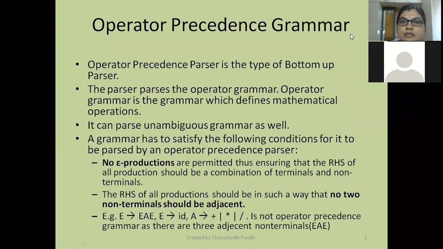of operator precedence parser. So operator precedence parser parses the grammar which should not have two adjacent non-terminals, which you can see here, and it should not have any epsilon production. This is the only grammar which can accept the ambiguity to some extent.